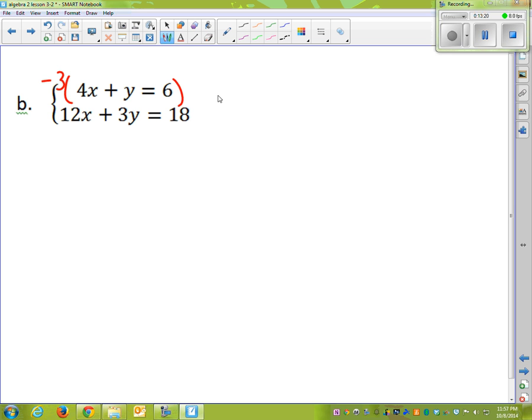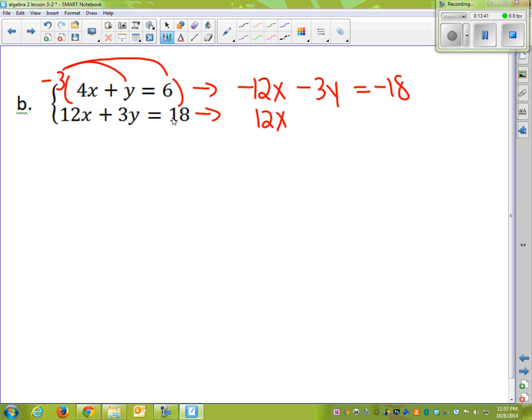That gives me one of the numbers as negative and one of the numbers as positive. So let's distribute the negative 3 out. It becomes negative 3y. And 6 times 3 will be negative 18. My bottom equation, 12x plus 3y equals 18. Now when I add these together, the 12's cancel, the y's cancel, and the 18's cancel. This leaves me with 0 equals 0.